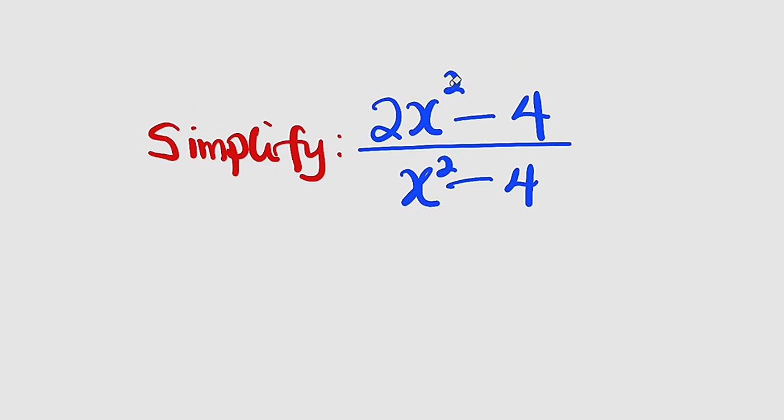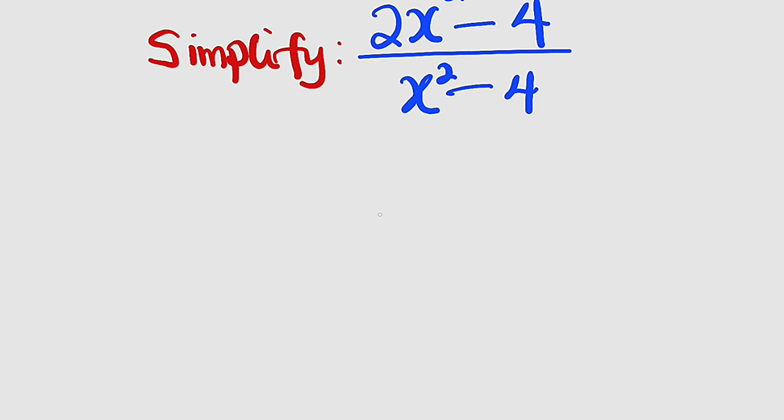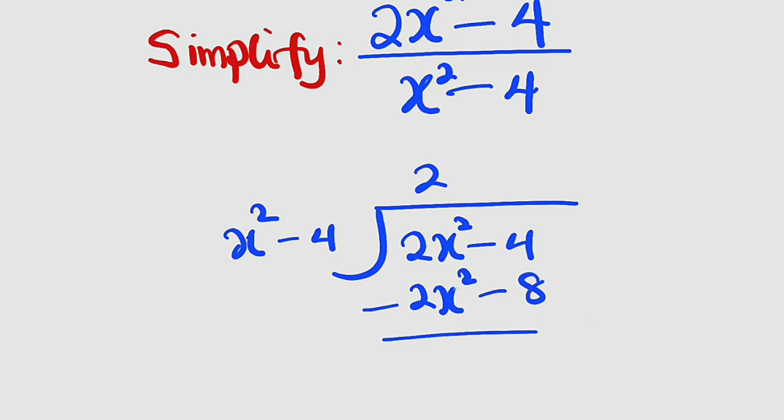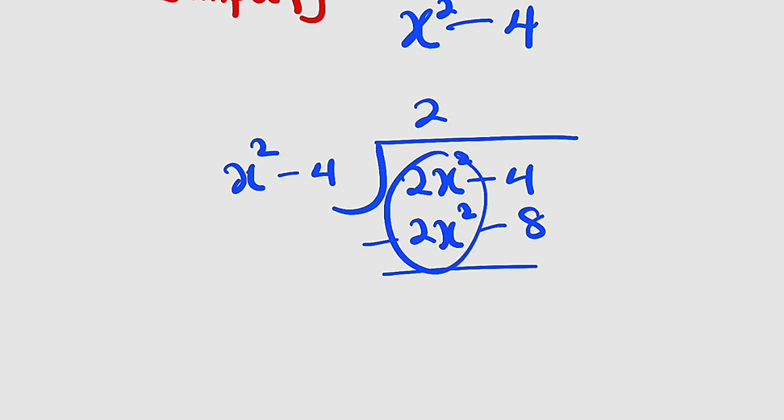You can see that the degree on top and the degree on the bottom are exactly the same, so you can perform a long division first. We have 2x² minus 4, and x² minus 4. x² can go into 2x² exactly 2 times. Then 2 times x² is 2x². 2 times this will give us negative 8. Then you subtract. This minus this is 0. This minus this is the same thing as minus 4 plus 8, which is positive 4, right?